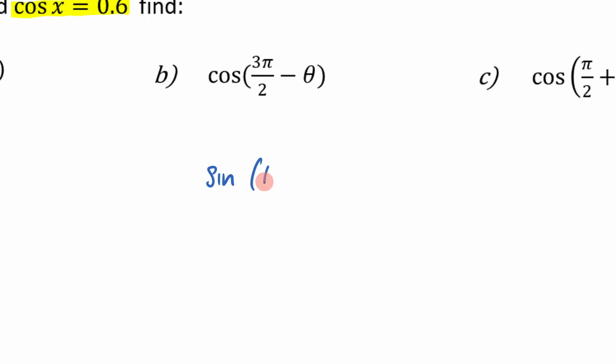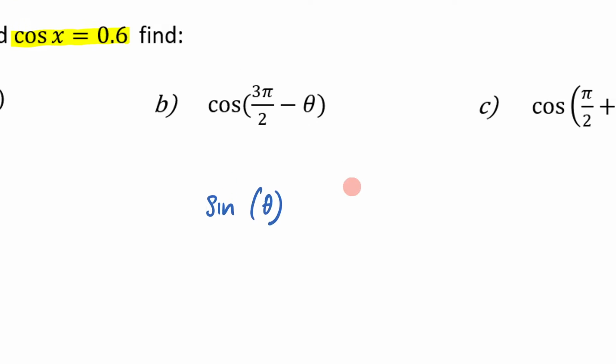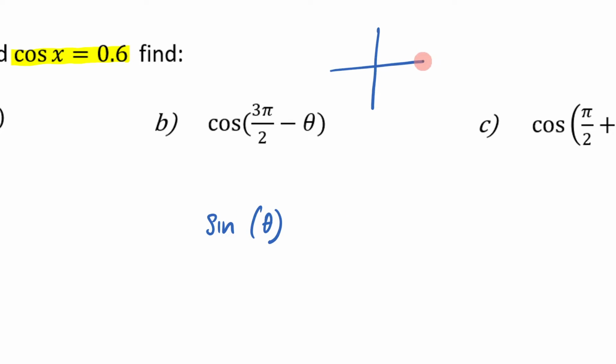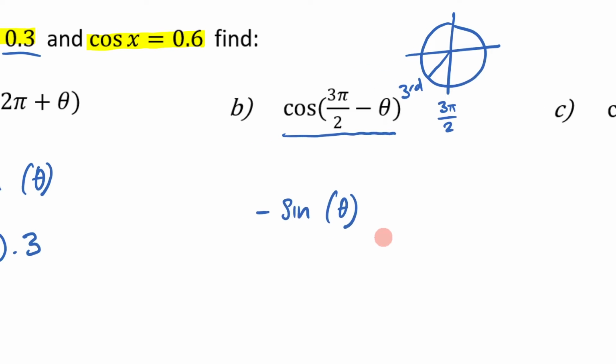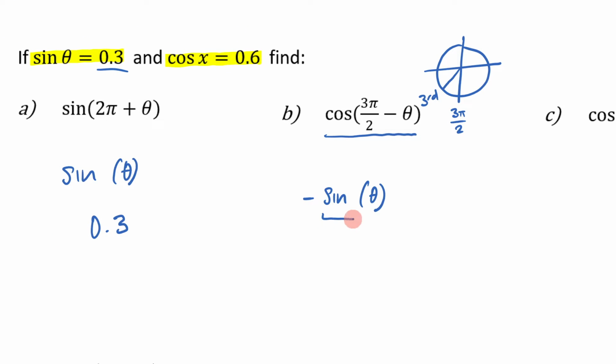Then you have to ask yourself, am I positive or negative here? This is where you might like to draw yourself a little unit circle. You can think about where 3 pi on 2 is. And if I'm going back theta, that means I'm going to be in my third quadrant. Now, in my third quadrant, is cos positive or negative? It is negative, so that means it's negative sine of theta. So this right here, cos of 3 pi on 2 minus theta, is equivalent to this right here. And because I know that sine of theta is 0.3, my answer is just negative 0.3, just like that. So nothing too crazy there.